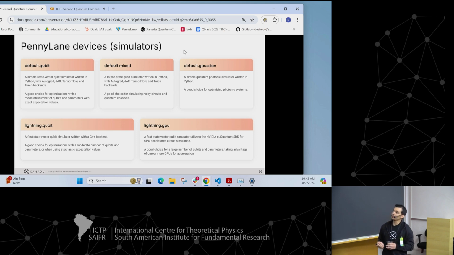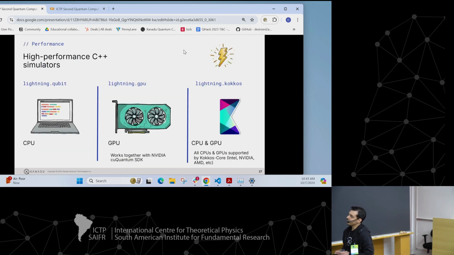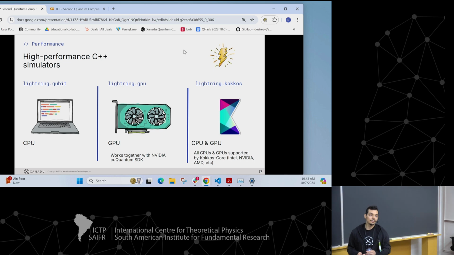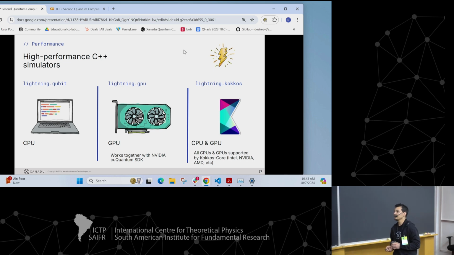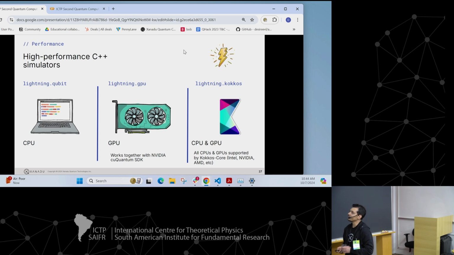If you want to start looking into things like how noise affects your computation, then we have a device specially built for that. If you have heavier workflows, we have these lightning devices, one of which has a C++ backend so that you can run your computations more efficiently, and a couple of others have GPU support. So in some cases, you can accommodate a larger number of qubits, something like 30 qubits, depending on the type of GPU you have available. We won't really use these lightning devices, but just so you're aware, they are available.